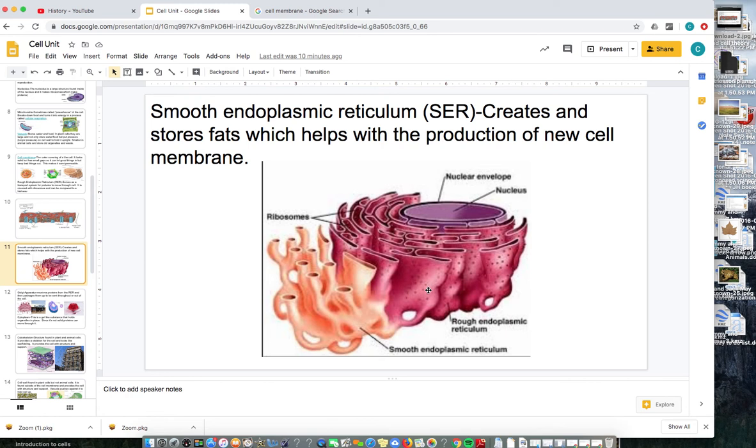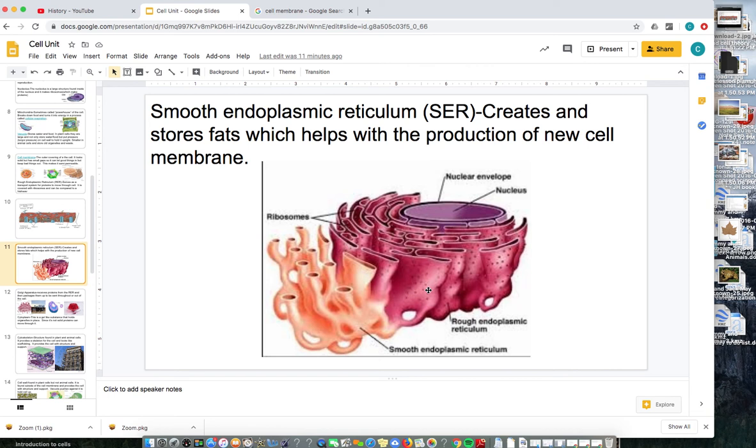The nicknames help. Unfortunately, I haven't come up with a nickname for the smooth endoplasmic reticulum, but what it does is it helps to store fat and make fat. And does anybody remember, when it makes those fats, what structure in a cell is made up of fats and needs an SER? That would be the cell membrane. A lot of the cell membrane is made up of fat. So the smooth endoplasmic reticulum has a really important role to play.